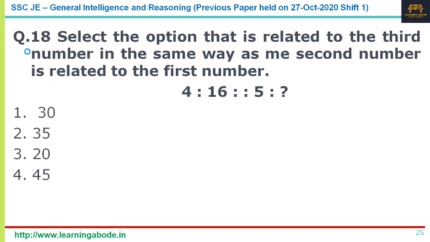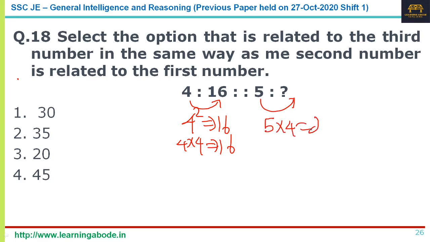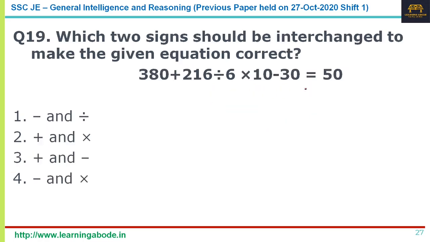Now question number 18 is a number based analogy. If 4 is to 16, 5 is to what? You can think of two relations: 4 square is 16, or 4 into 4 is 16. Now let's look at the answer choices. 5 square is 25, but 25 is not in the options, so it should be 5 into 4, which is 20. That is there in the options. That's answer option 3. So the answer is 20 for question number 18.